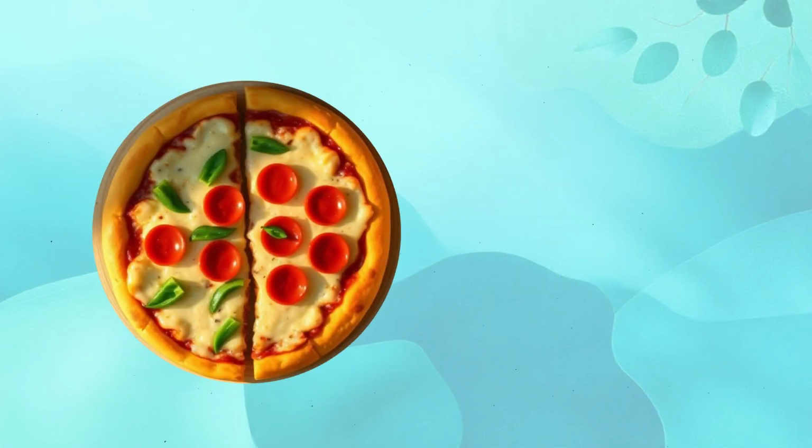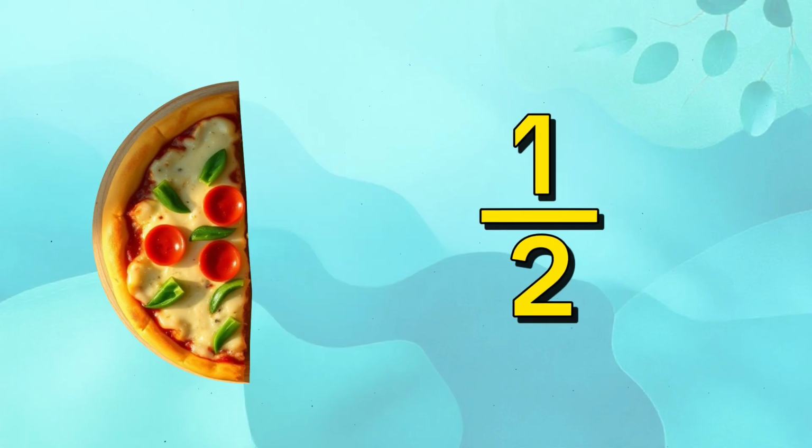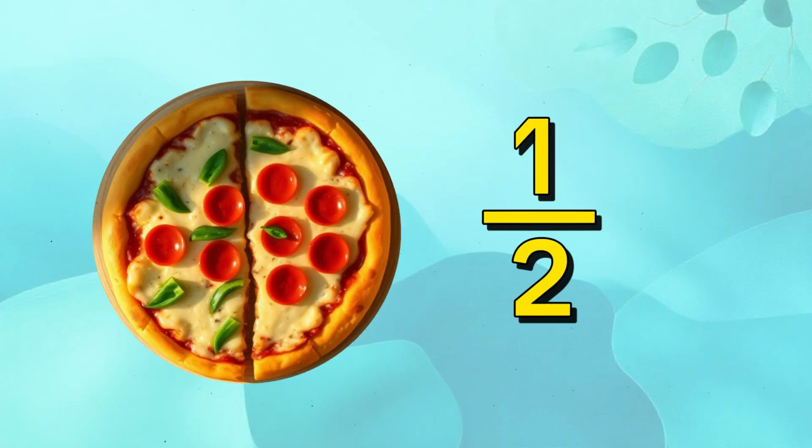Let's look at some more examples using pizza slices. If you cut a pizza into 2 equal slices and you take one slice, then you have 1/2 of the pizza. If you take both slices, then you have 2 halves, which equals a whole pizza.